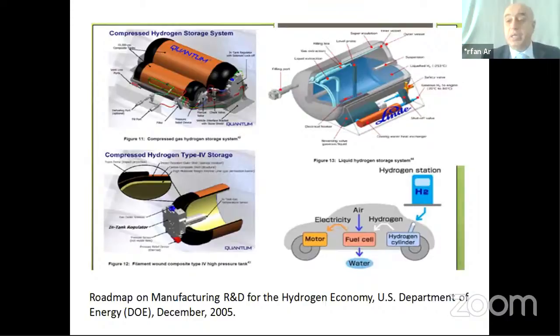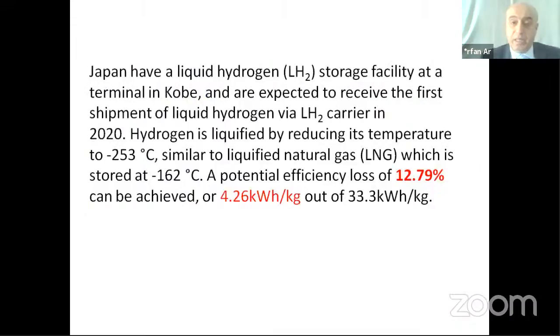Here, some special apparatus are seen for the gas and liquid hydrogen storage. And Japan has a liquid hydrogen storage facility at the terminal in Kobe, expected to receive the first shipment of liquid hydrogen via liquid hydrogen carrier in 2020. Hydrogen is liquefied by reducing its temperature to minus 253 degrees Celsius, similar to liquefied natural gas, which is stored at minus 162 degrees Celsius.